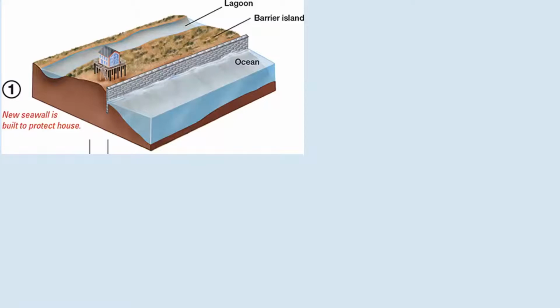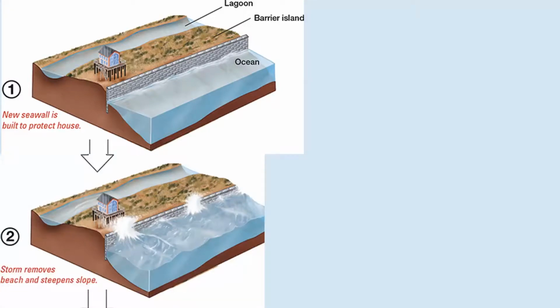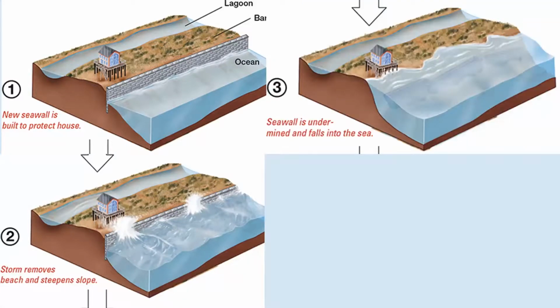Another example of human interference with longshore current and drift is when seawalls are constructed. Seawalls are typically built to protect houses constructed near the shore. However, seawalls have the opposite effect. They can increase beach erosion by deflecting the wave energy into the sand. Churning by this energy will eventually undermine the seawall, causing the collapse of it.